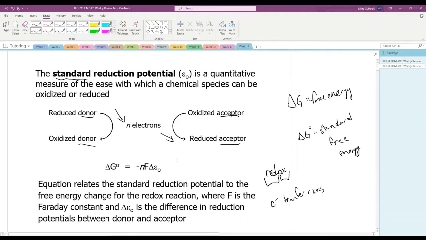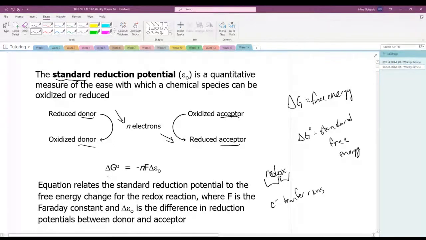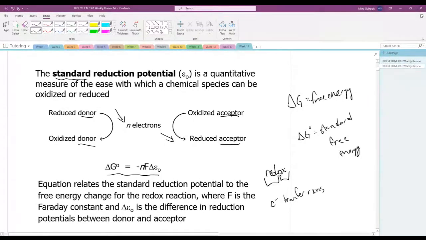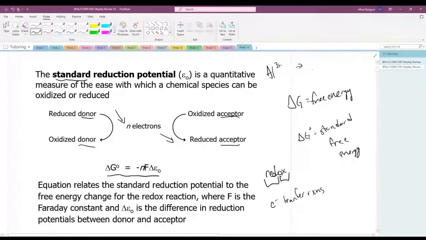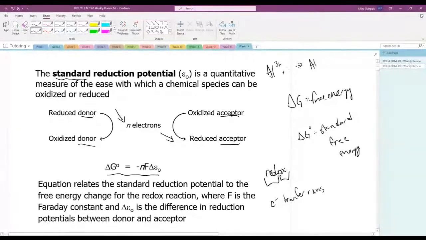Okay. And then finally, toward the middle, you guys see the equation that relates free energy to epsilon naught. So again, just very briefly, I want us to consider these values. So N is the number of electrons. The number of electrons can change because, for example, aluminum can have a +3 charge and go to being uncharged. In that case, it's accepting 3 electrons.